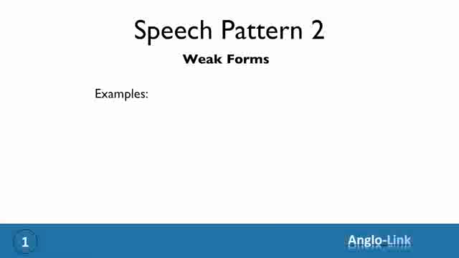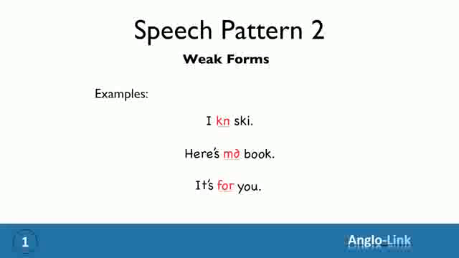Let's look at some examples. Here we have the modal verb can. In the sentence, it will sound like can. The vowel disappears. I can ski. Let's look at another example. Possessive adjective my. Very clear in isolation, my. But in the sentence, it sounds, here's my book. You can hardly hear it. And another example, preposition for. In the sentence, the vowel is reduced to f. It's for you.